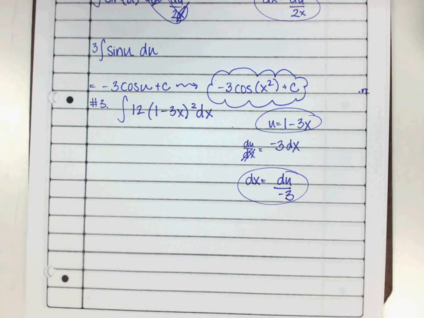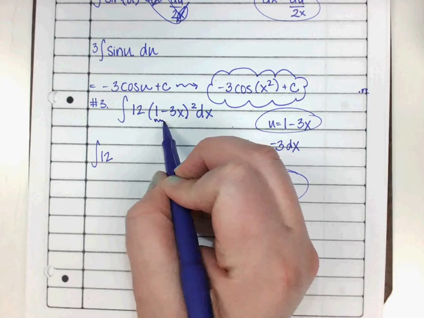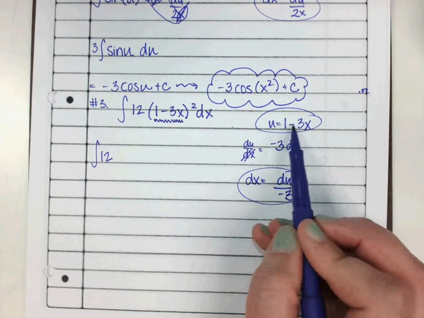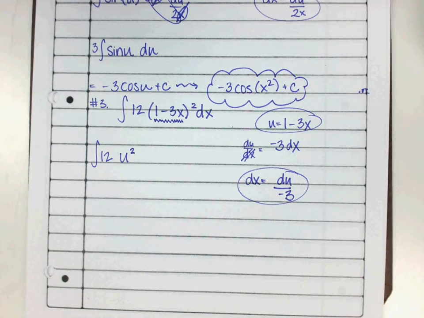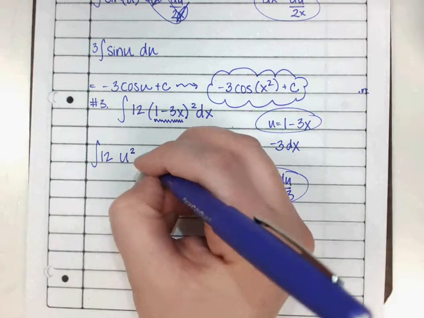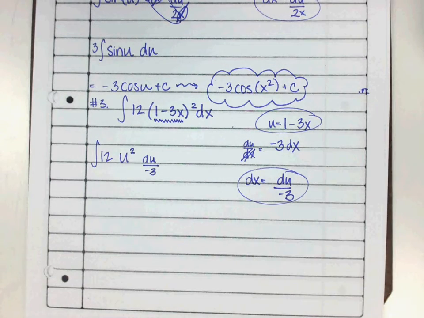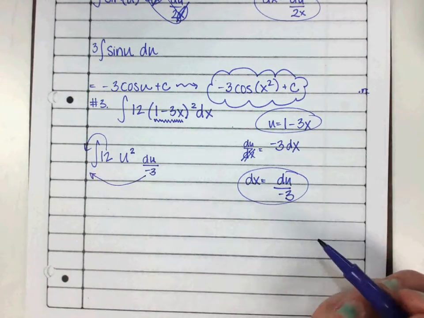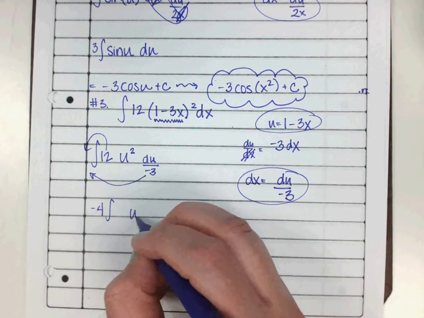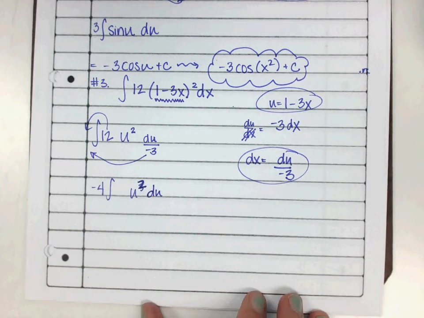Let's rewrite our integral. So integral of 12, that's just kind of chilling there. Okay, what is this in the middle called? 1 minus 3x. 1 minus 3x is now a u, and it was squared. And my dx is now a du divided by negative 3. Now, I can pull the 12 and the negative 3 where, since they're just numbers? Okay, to the outside. It'd be a negative 4 on the outside. And now that I just have u squared du, I can do power rule on that.